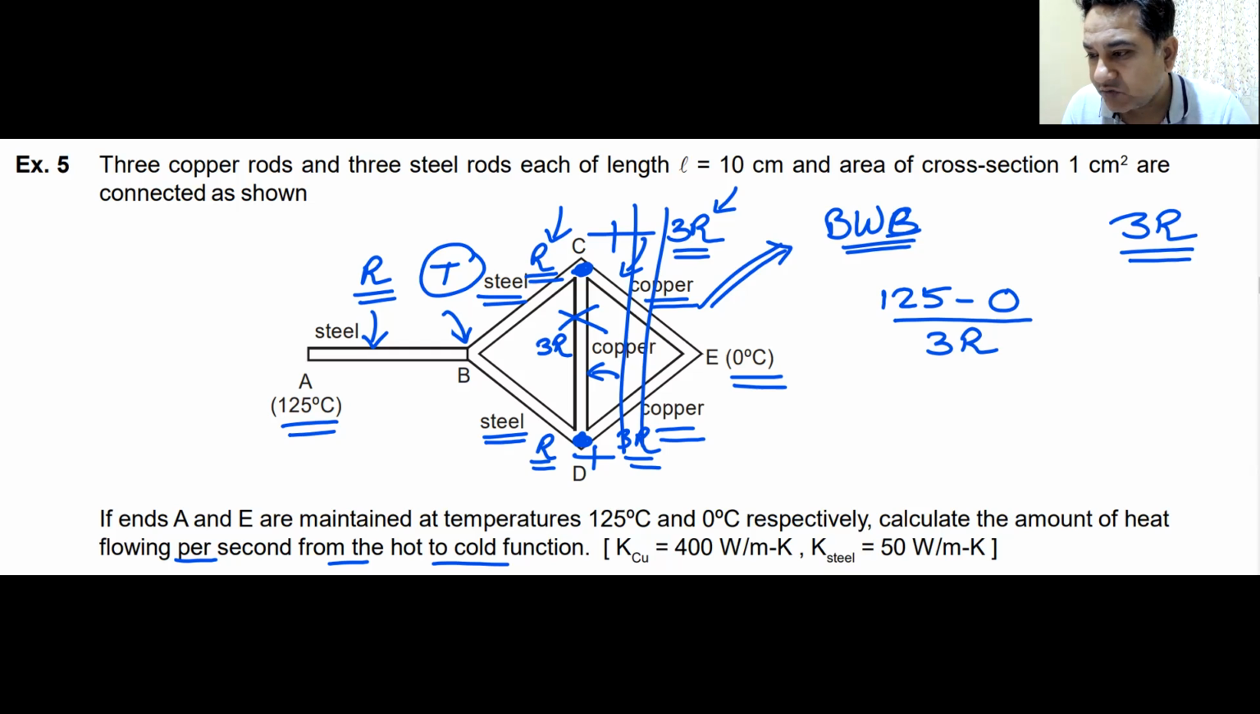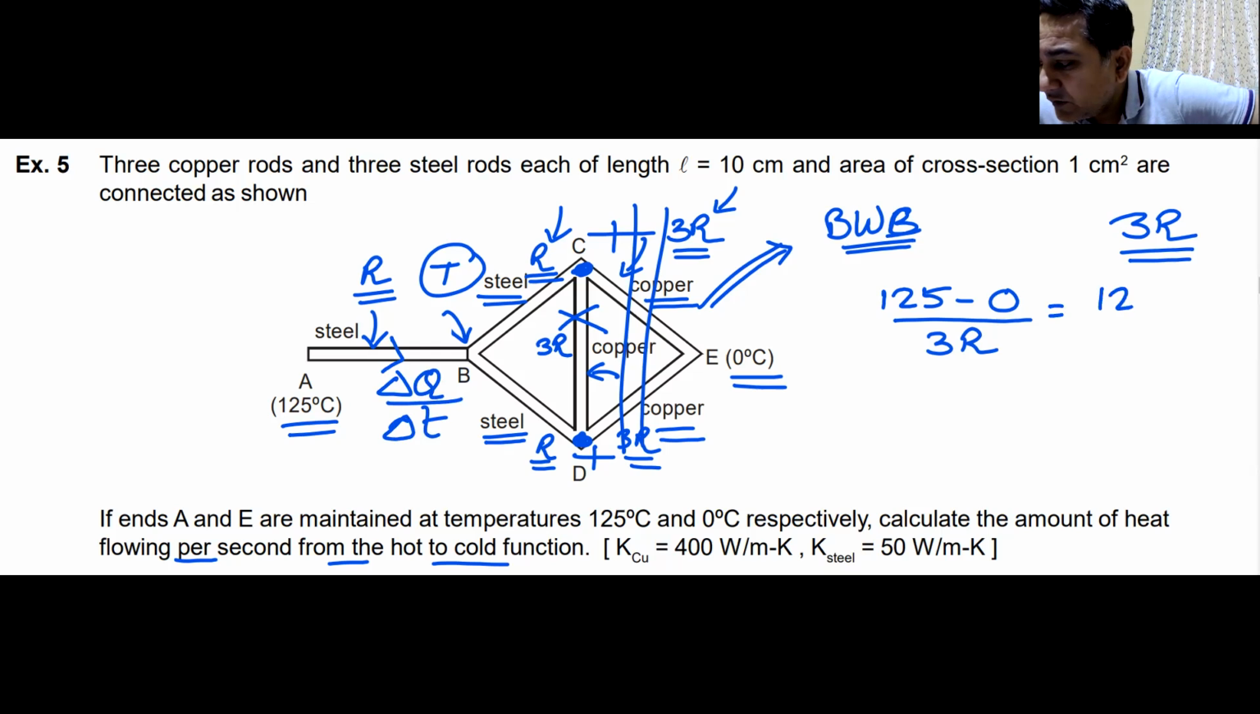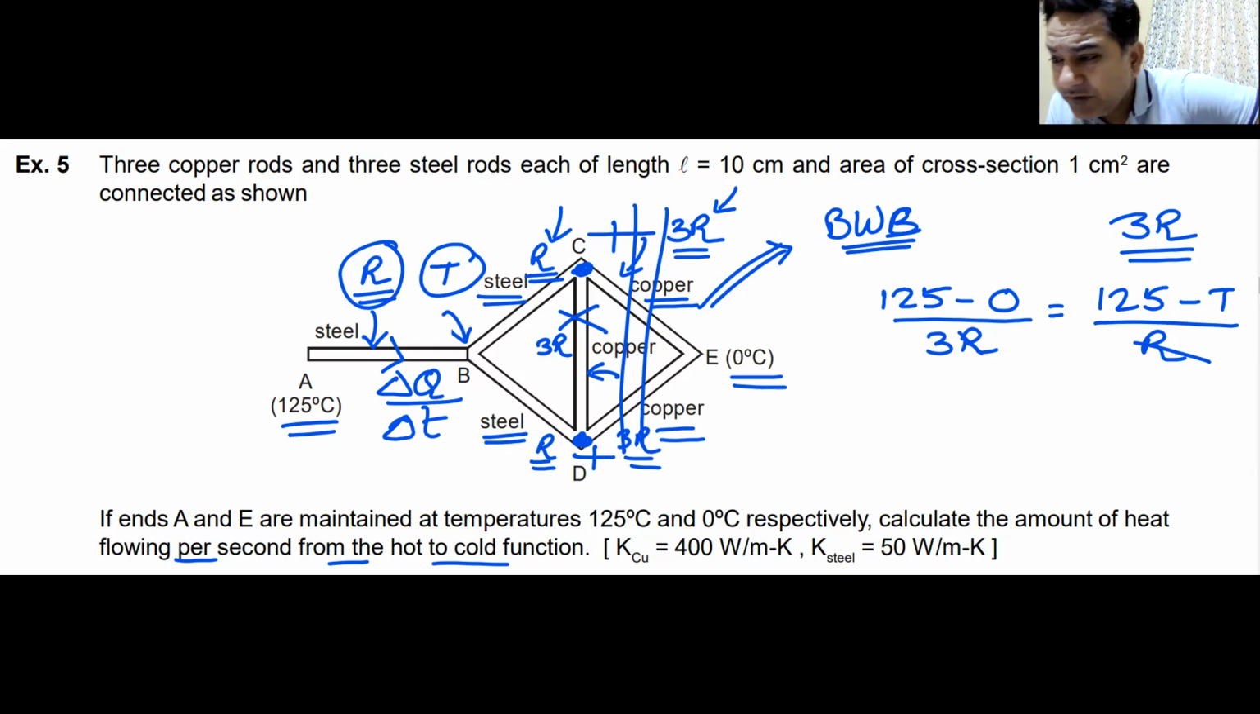I know the heat current is 125 minus 0, or 125, divided by 3R. What is the temperature of junction B? No one has an answer. That would not be correct. I have just told you. So whatever heat current flows, it flows like this, delta Q by delta theta. It also flows in the section AB. So this must be equal to 125 minus T divided by the resistance R. Solving this, we should be able to get the value of T.